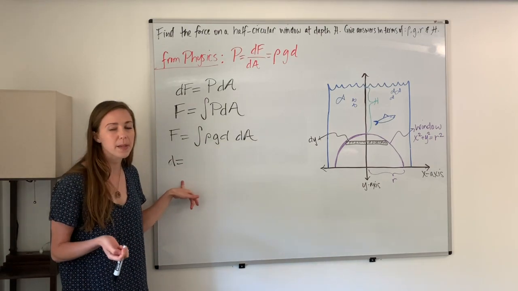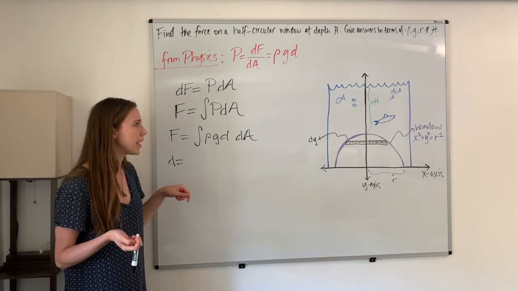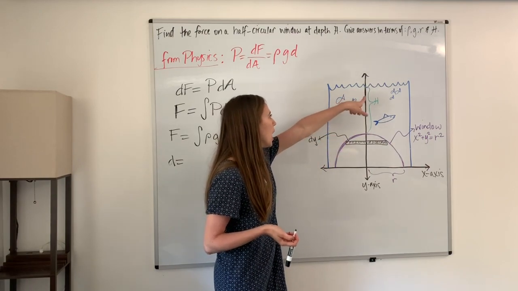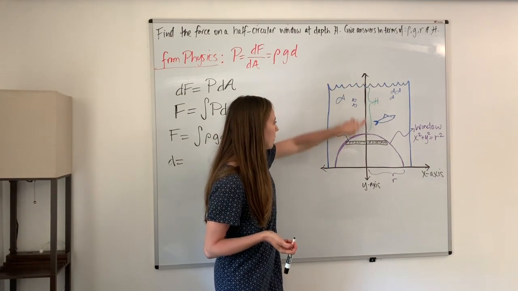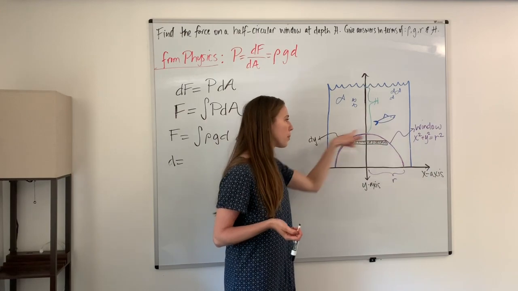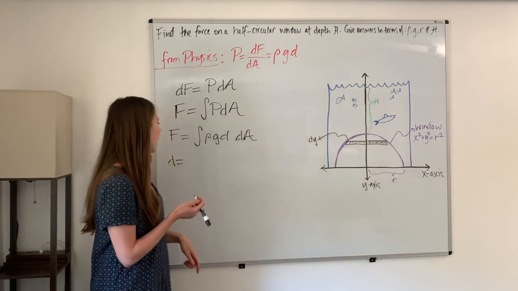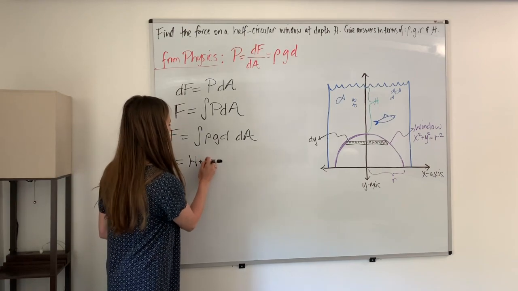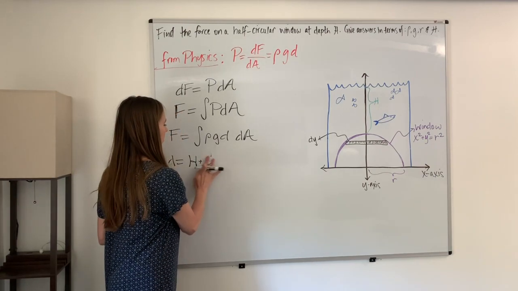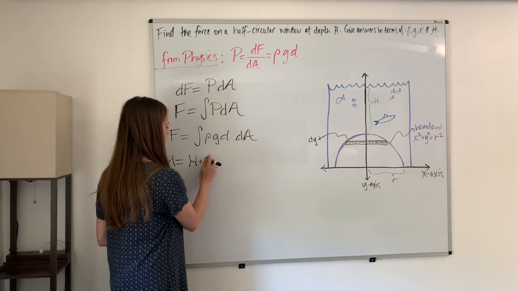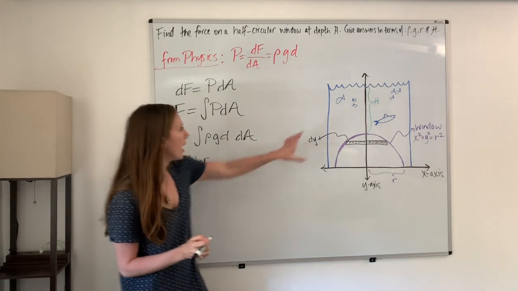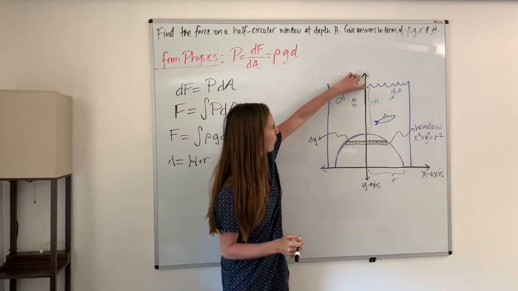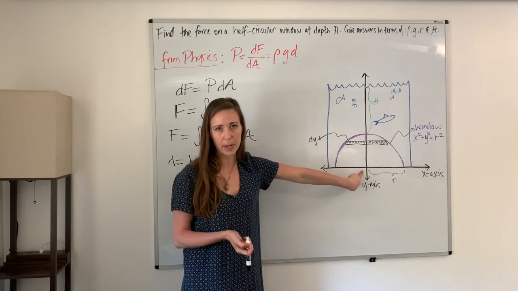D is going to be the depth, and like I said, that's going to vary depending on where we are along this semicircle. If we want to find the depth at any given point here, it's going to be h plus r. Let me use a small r since that's what I have. H plus r, so the height plus the radius, right? That's going to be the total depth from the surface of the water to the bottom of our ocean.